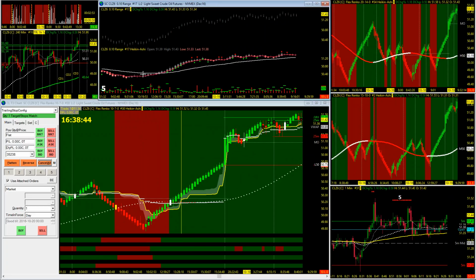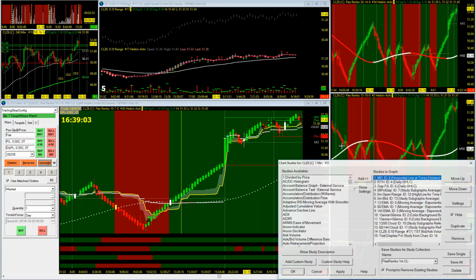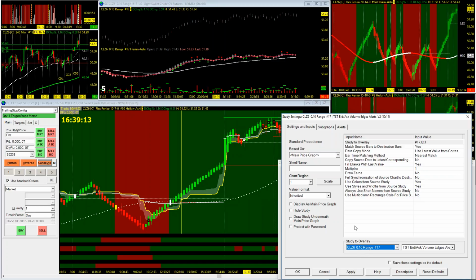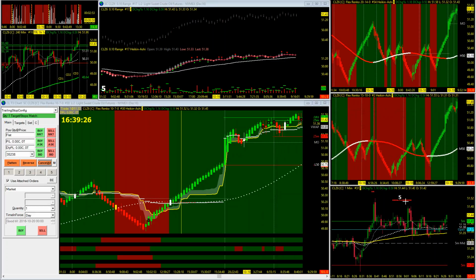So to understand, the chart on top would be your core chart, and then you would overlay the study from that top chart onto any other chart you wanted, whether it be a 1 minute chart, a tick chart, or a minute chart, right? Exactly, that's what I'm doing. So here's the core chart. On the 1 minute, here it is. This goes out to the CL 10 tick range, chart number 17, and gets the bid-ask volume edges alert version 2, and then it paints it on to the 1 minute over here. There you go. So that's one way of doing it.